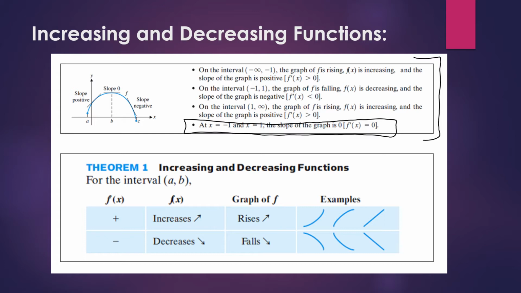It says for the interval from a to b, if the derivative is positive, so again, this is an f prime, I know it's hard to see, if the derivative is positive, then the function is increasing. If the derivative is negative, the function is decreasing. Sometimes instead of increasing and decreasing, people will talk about rises and falls. It means the same thing.